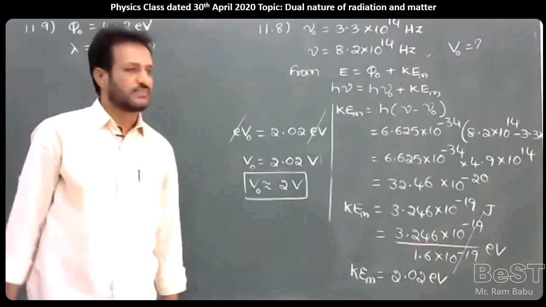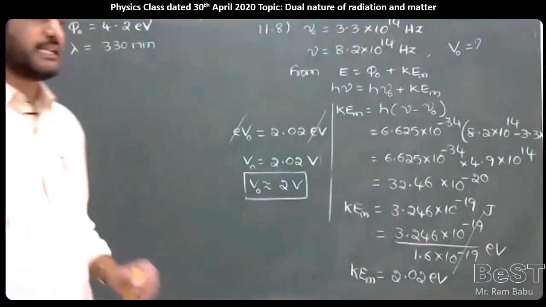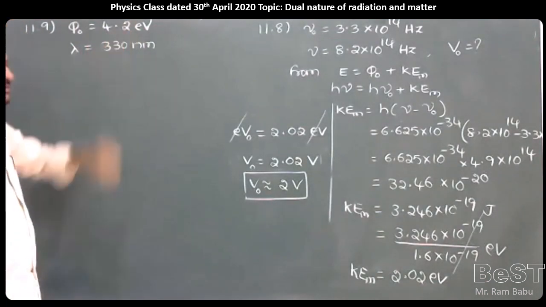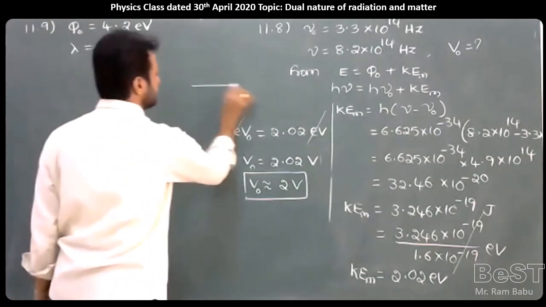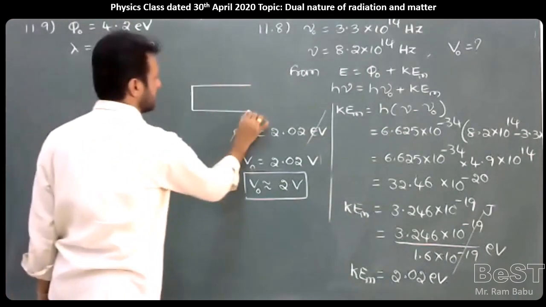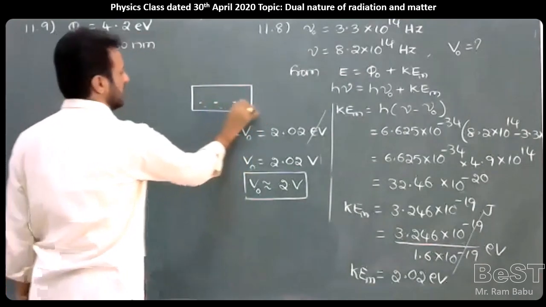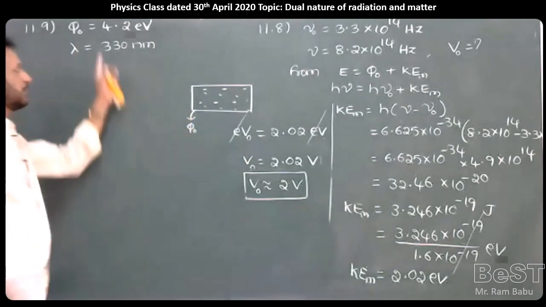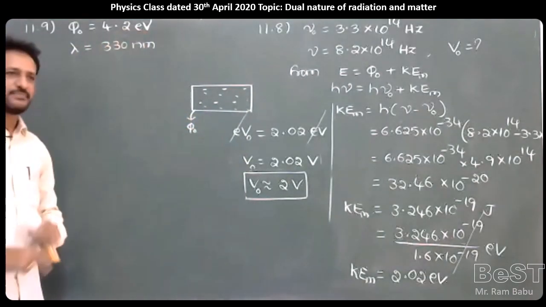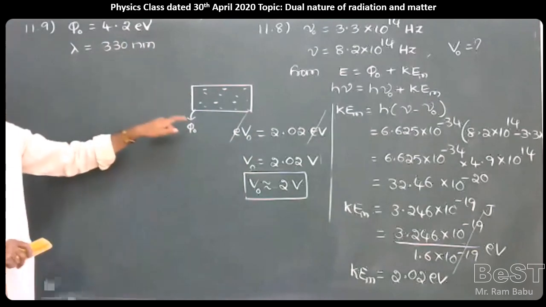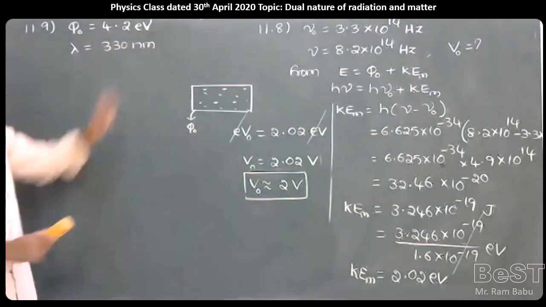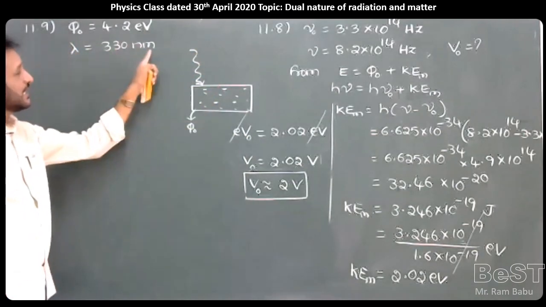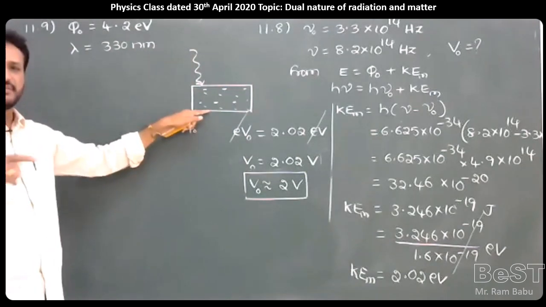Now check the question. One metal is given, and only the work function of the metal is given, which is equal to 4.2 electron volt. For example, take a metal surface which contains a large number of free electrons, and the work function of this metal is phi naught, equal to 4.2 electron volt. That means for emission of photoelectrons, the minimum amount of energy required is 4.2 electron volt. But the radiation falling on this metal has lambda given, 330 nanometer. Will it give the electrons or not?